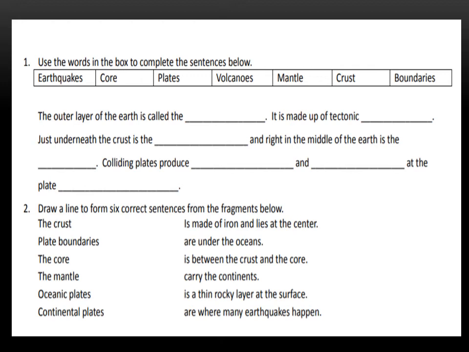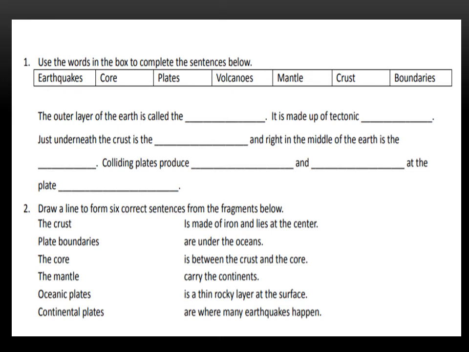The outer layer of Earth is called the dash. It is made up of tectonic dash. Just underneath the crust is the dash, and right in the middle of the Earth is the dash. Colliding plates produce dash and dash at the plate dash. These are your blanks. Do it by yourself.